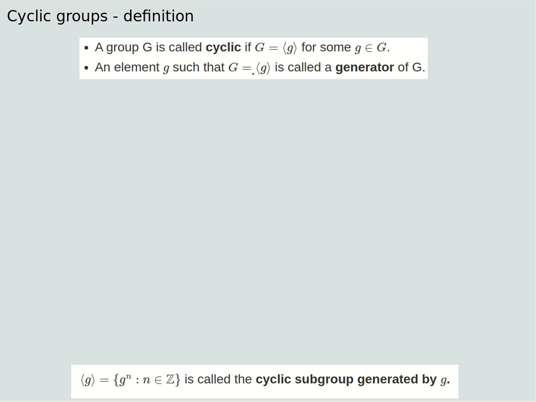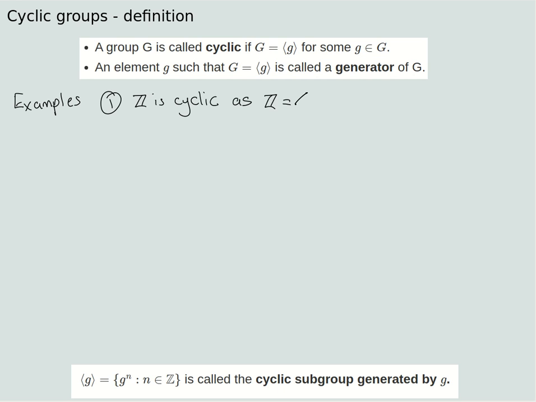So let's look at some examples of cyclic groups. We're going to begin our examples first of all with the group of integers under addition. So the group of integers under addition is a cyclic group. So Z is cyclic.